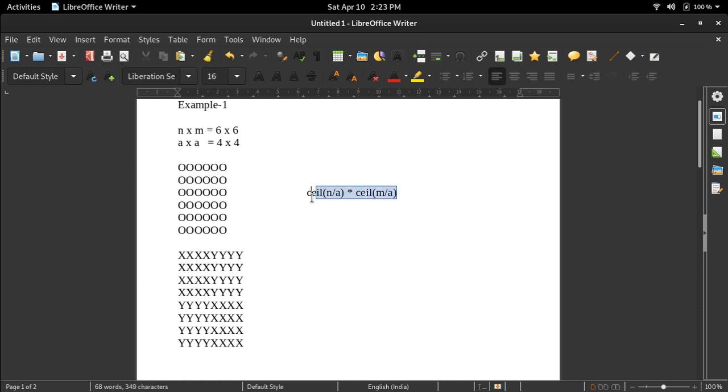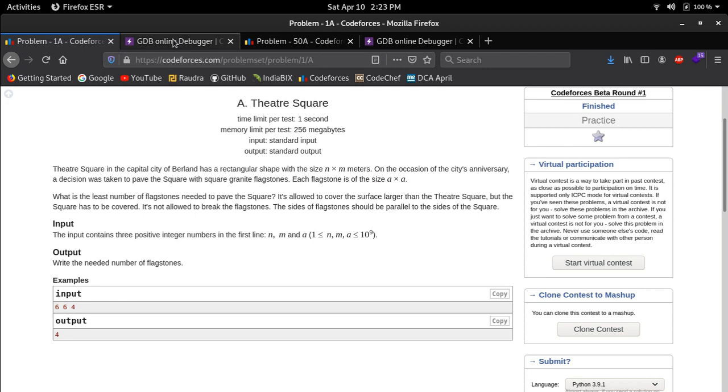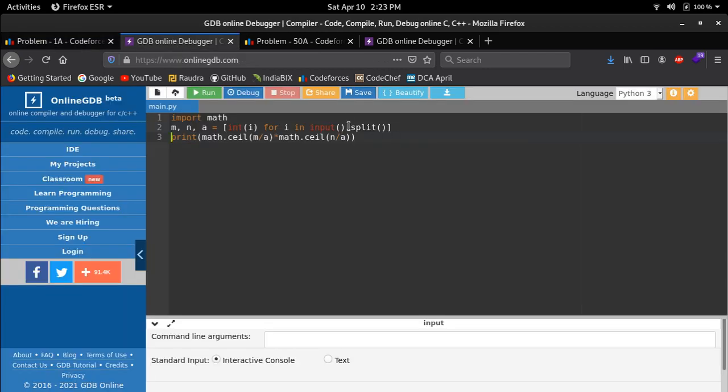So using this particular formula we can get the actual result. It is that simple. Now let's check the code for this. It is simple, we have used Python for this.